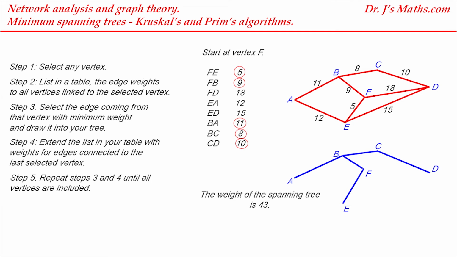Nice and straightforward. Also, I notice that I have 5 edges selected in the tree because there are 6 vertices, something we talked about in a previous video. The number of edges is 1 less than the number of vertices.